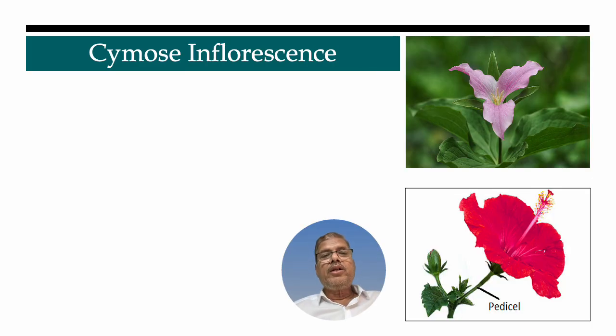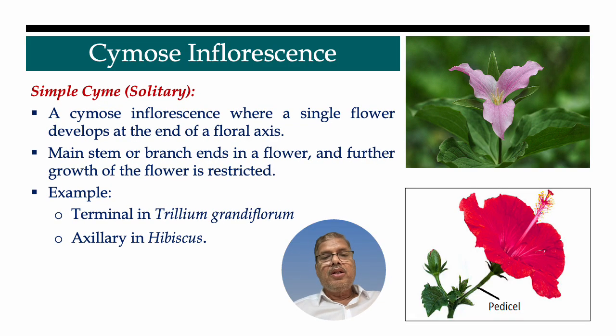Now let us see the different types of cymose inflorescence found in the angiosperms. The first one is the simple cyme or solitary inflorescence. It is a determinate inflorescence which consists of a single flower. It may be terminal or axillary. Examples are terminal in Trillium and axillary in Hibiscus.